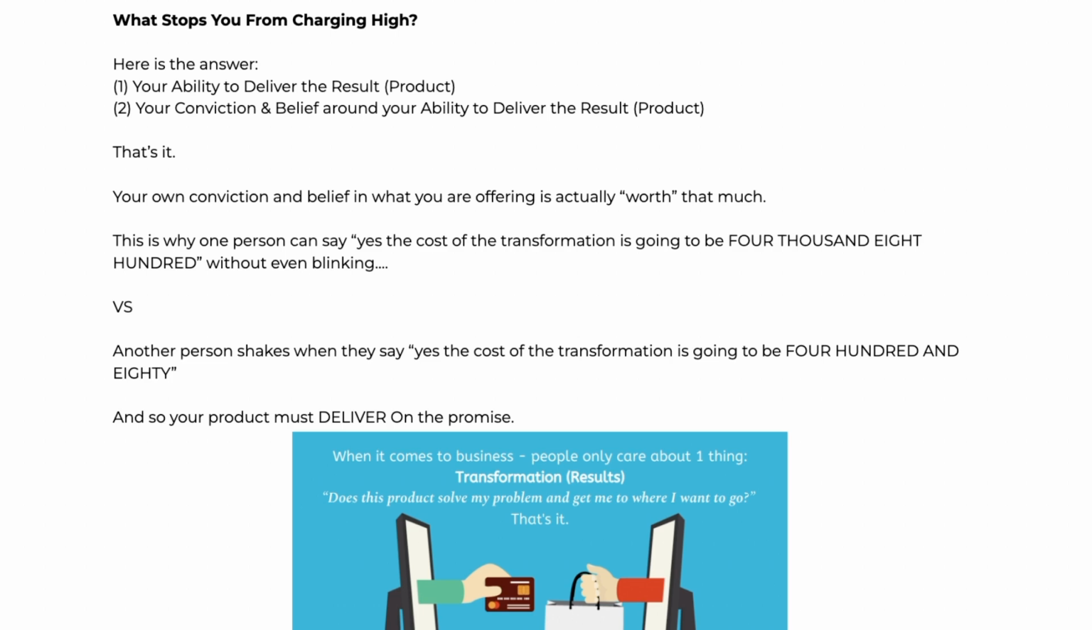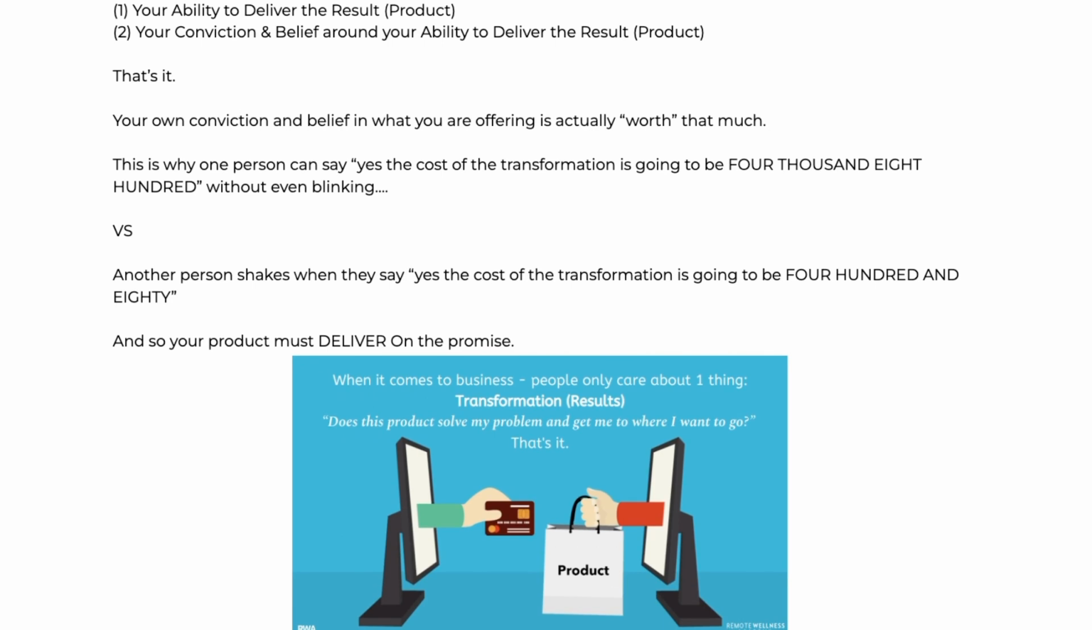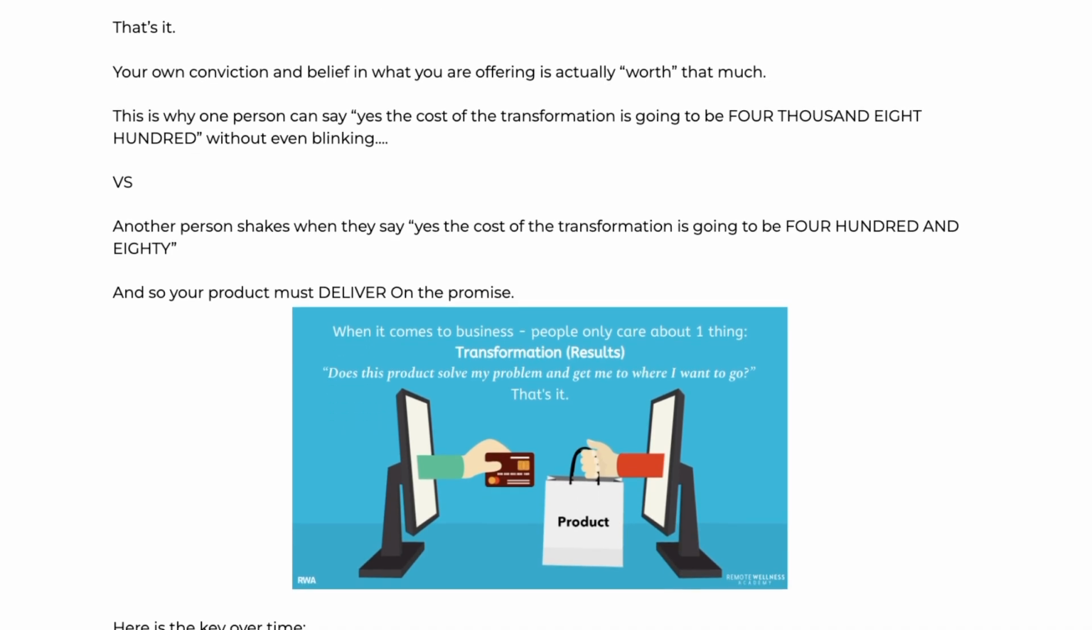Your own conviction and belief that what you are actually offering is worth that much. And the beautiful thing about this is that it's something you can actually work on, right? This is why one person can say, yes, the cost of the transformation program is going to be $4,800 without even blinking, versus another person for the exact same product who says, yeah, but the cost of the transformation is going to be $480. Like, I know it's a lot. I'm sorry. Right? You see how the difference comes down to the conviction and the belief, right?